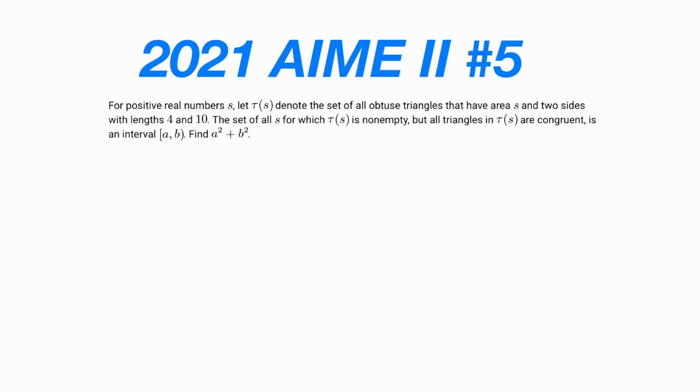So it says, for positive real numbers S, let tau of S denote the set of all obtuse triangles that have the area S and two sides with side length 4 and 10. We don't know the third side. The set of all S with tau of S non-empty, but all triangles in here are congruent. When it means congruent, it basically says there is just one unique such triangle. And we want to find the interval of S where that exists.